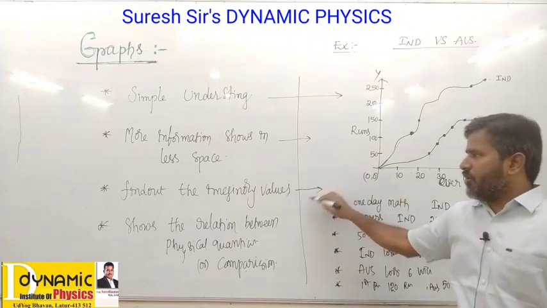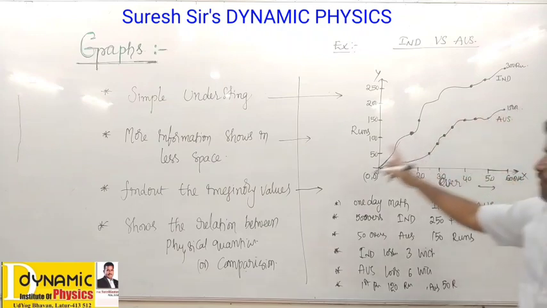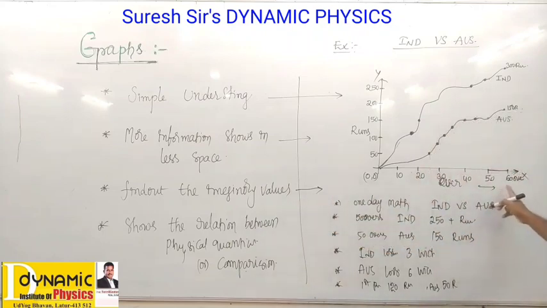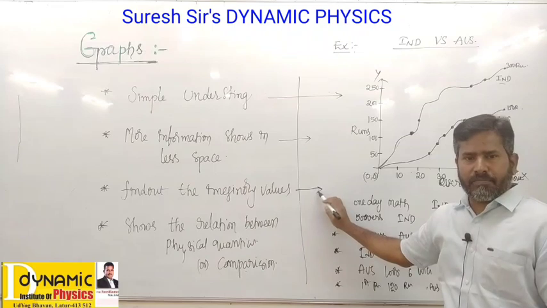And the third one is to find out the imaginary values. In the next 10 overs, that means 50 to 60, India got 300 runs and Australia got 150 runs. So the imaginary values for the next 10 overs can also be found out. This is the third use.